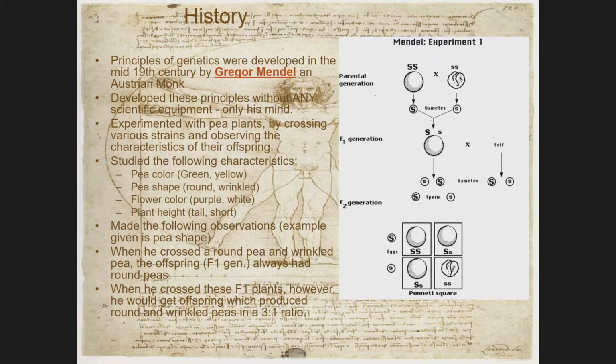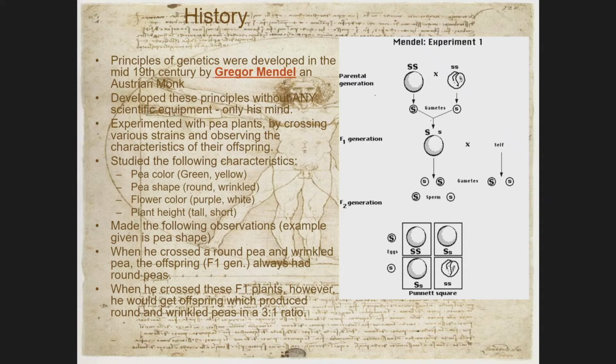And the color of the flower, okay? So the pea color could either be green or yellow. The shape that he was using could be round or wrinkled, or the flower could be purple or white, and the plant could either be tall or short. He crossed those two together to see if the genetics from those parent pea plants would go to the offspring.